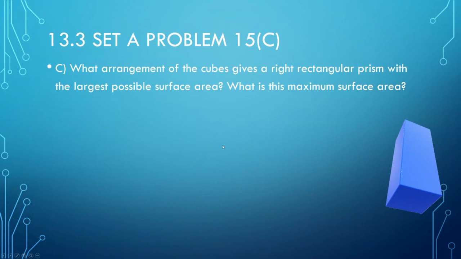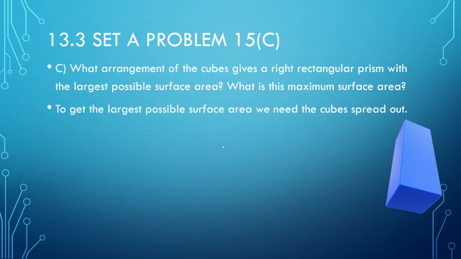And now we want to know what arrangement of the cubes gives a right rectangular prism with the largest possible surface area. What is this maximum surface area? To get the largest possible surface area, we need the cubes to be spread out. So we're going to go with the tall, skinny block. And so that'll be the 1 by 1 by 36 arrangement.